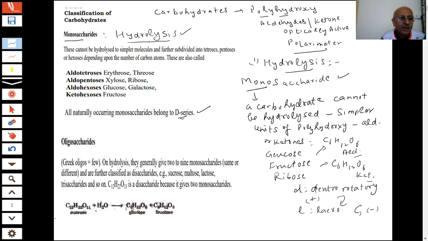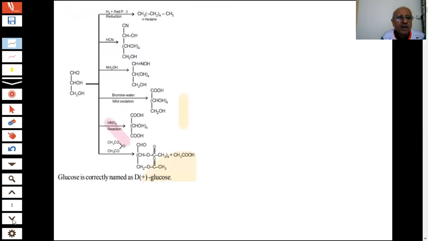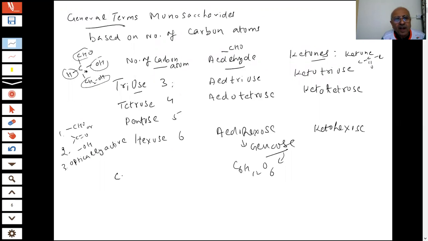How do we say it is D? For example, what is the meaning of D, students? Supposing I have this compound. In this compound, if I write something like this, you can see that what is important is that this is what we call glyceraldehyde. The name of this compound is glyceraldehyde.